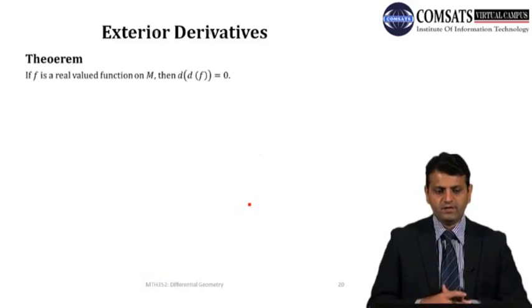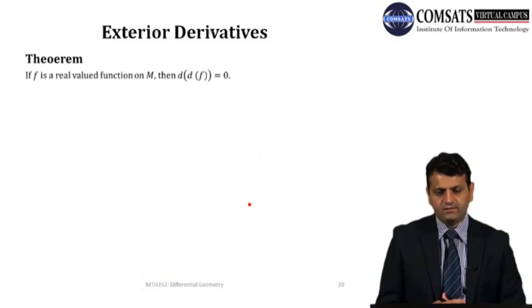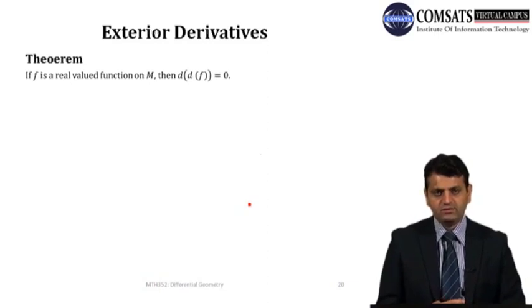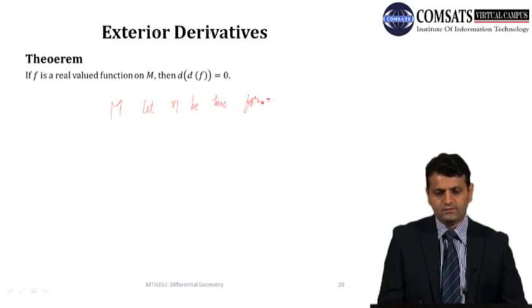Now this is a very important property which is our next result. For any real valued function f, d of df is equal to 0. The exterior derivative of the exterior derivative of a 0 form is 0. So if I take the exterior derivative of a 2 form, then it will be a 3 form. So on a surface M, let eta be a 2 form, then d eta is a 3 form, and so this implies d eta is equal to 0.